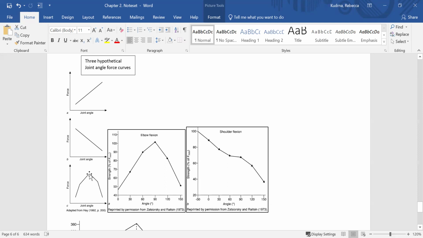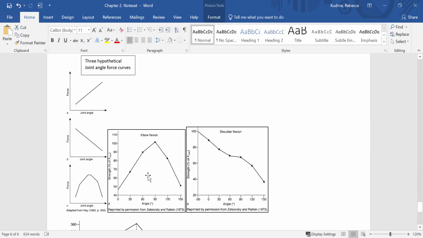So what is the cause of these patterns? Muscles. Different joints have different numbers of muscles around them. They have different sizes of muscles around them. They have different shapes of muscles around them. And so each joint is anatomically just different. The next 2 graphs are 2 real examples, not hypothetical. These are real examples.